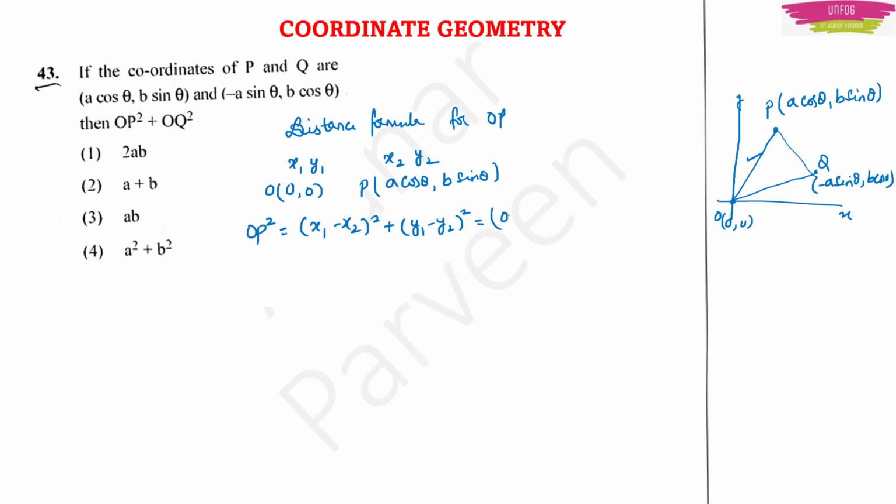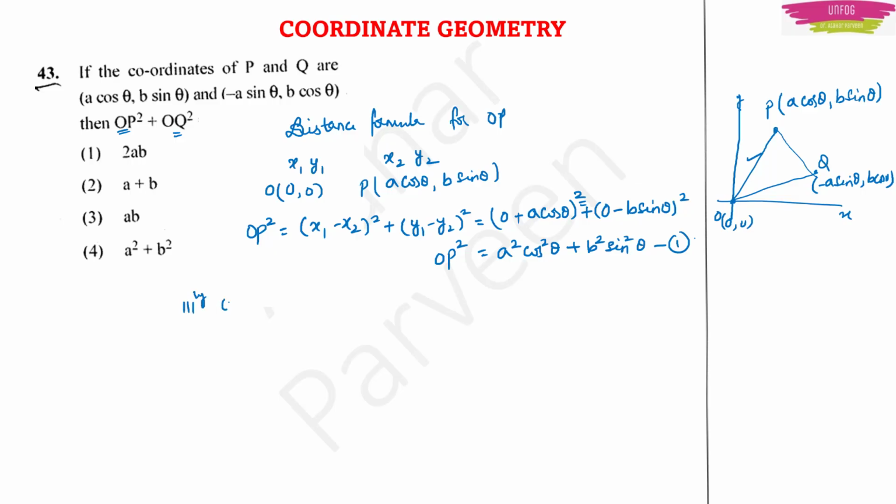Just substitute. X1 is 0, x2 is a cos theta. Don't forget about the signs, okay? If you forget about the signs, your answer will become wrong. And y1 is 0 and y2 is b sin theta whole square. So this will give you OP square is the left hand side. In the right hand side, this minus also will go along with the square. So you will have a square cos square theta plus same manner b square sin square theta. Okay, let this be 1. Now you got OP square, right? Now you should get OQ square.